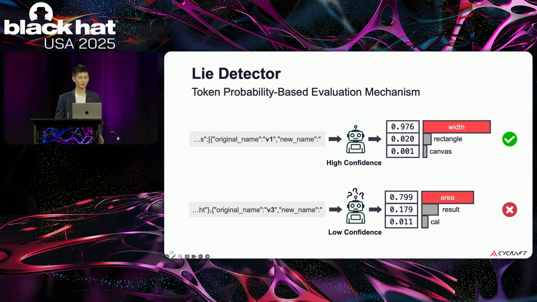But when the distribution is spread over different tokens, it means the answer can be area, and the answer can also be result. Just like everyone raising their hand, someone thinks it's area, someone thinks it's result. The language model is also in low confidence; it is confused about it. So we can use this to know it is in low confidence, and we can reject the renaming from it. So this is our lie detector.